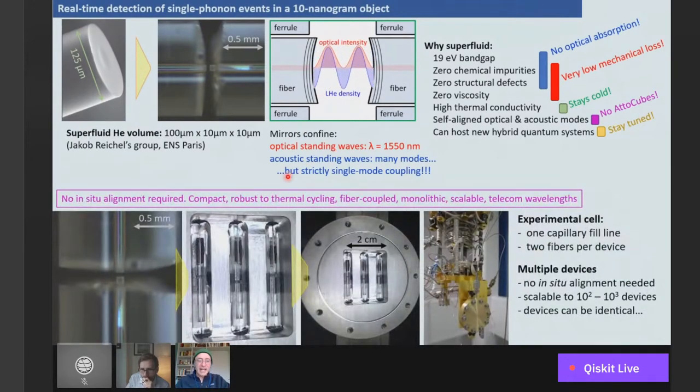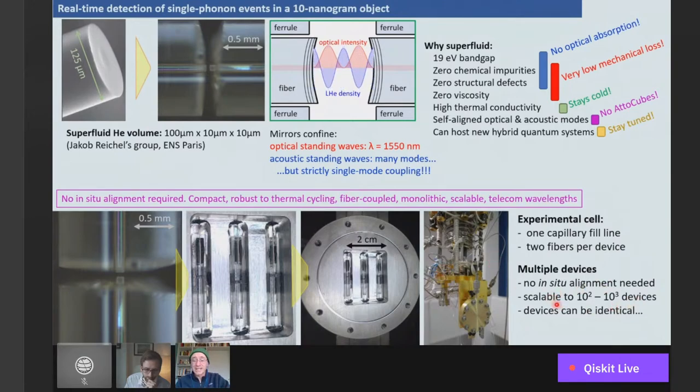So that's the device. And here's again what it looks like, the two ferrules, two fibers coming in. It's simple enough to make that there's no reason to make just one. We have three of them here: fiber in a ferrule, little cavity, another pocket with a little cavity, another pocket with a little cavity. This goes in a superfluid leak type can whose only connections are a capillary fill line to fill it with liquid helium and then one fiber for each cavity. And so it lives here. This is its connection. Everything else is fridge. There's no filters, no translation stages, it's extremely simple.